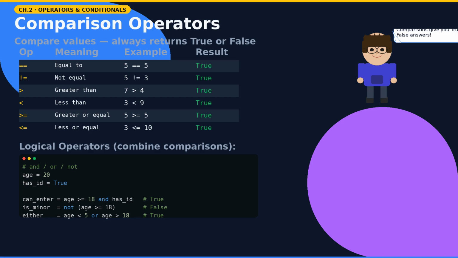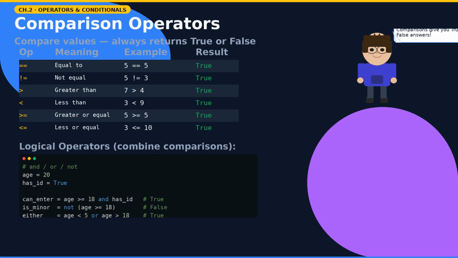Logical operators let you combine multiple comparisons. The AND operator returns true only if both conditions are true. The OR operator returns true if at least one condition is true. The NOT operator flips the result, true becomes false and false becomes true. For example, age greater than or equal to 18 and has ID, both must be true to enter the club. Or, age less than 5 or age greater than 65, either condition allows a discount. You can chain these together to create very precise conditions.